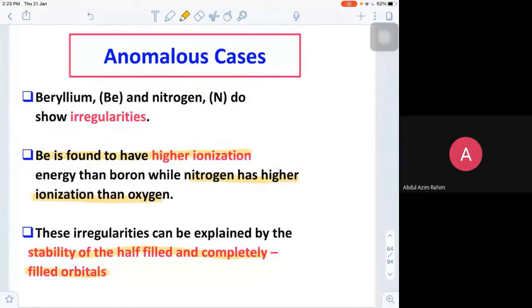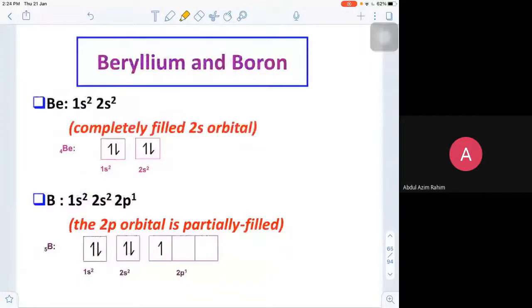Okay, so let's look at the beryllium. When we write the configuration of beryllium, which has 4 electrons, it is 1s2, 2s2. So we have a full-filled orbital of 2s here. Compared to the configuration of boron, which has 5 electrons, the configuration is 1s2, 2s2, 2p1. The first electron that will be removed from boron is this electron, and it comes from the 2p orbital that is unfilled, or partially filled.